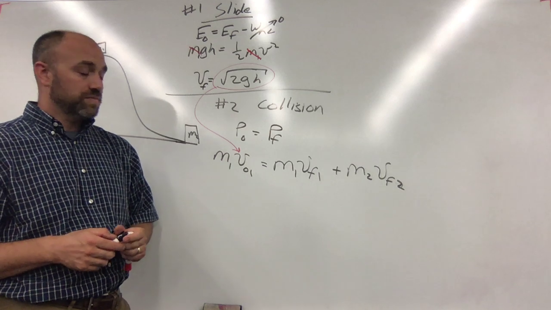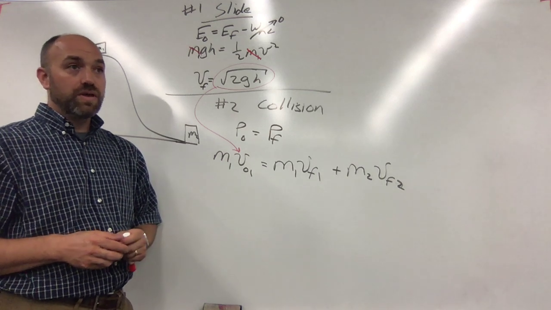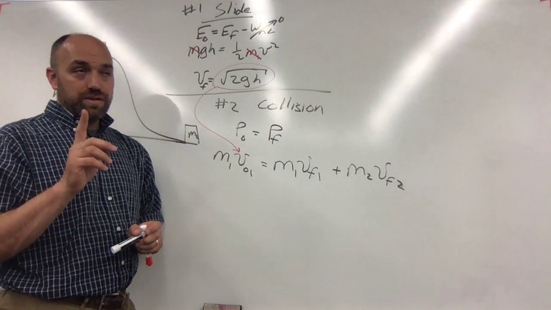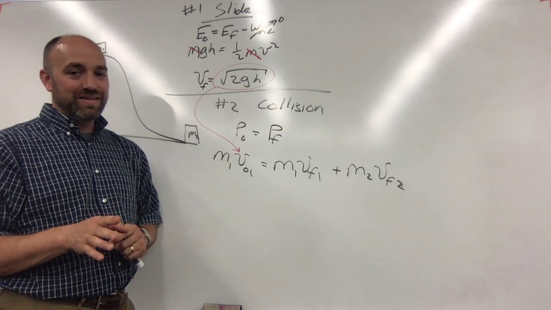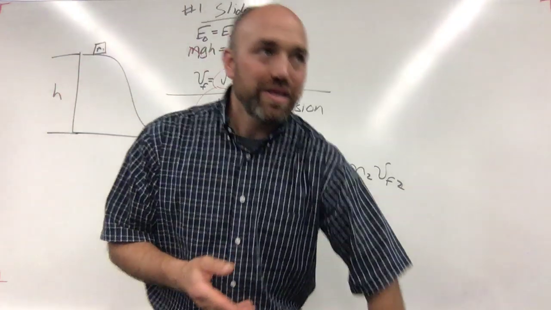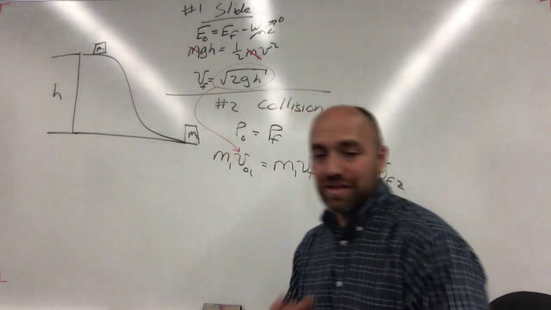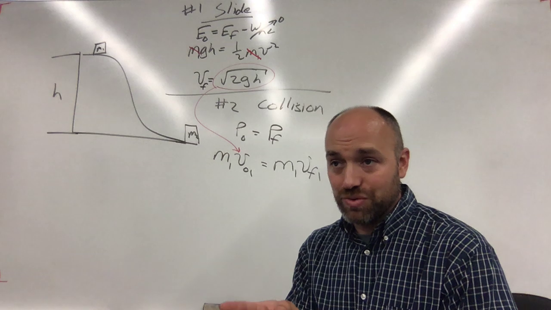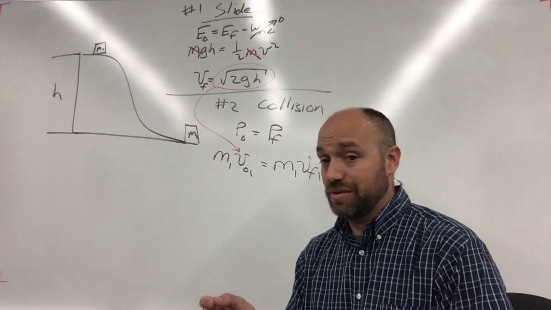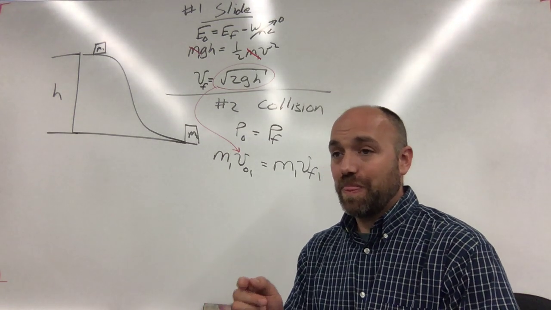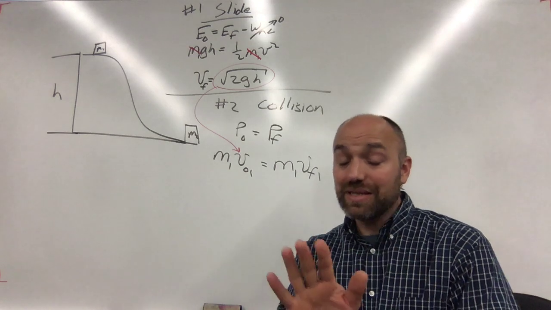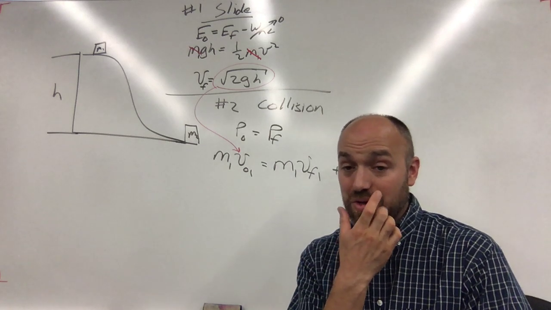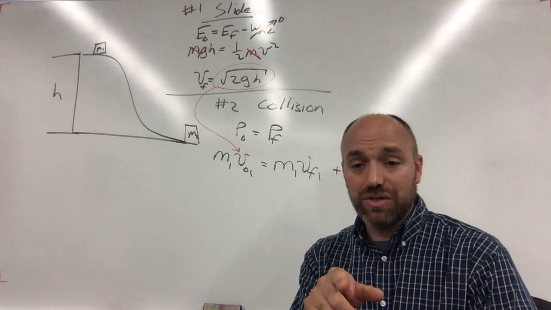It's 1/2 mv squared plus 1/2 mv squared. Okay, so legally, it's correct to use conservation of kinetic energy. However, that's the hard way. It's legal to do it that way, but it's just the hard way. Use the other one that's on the equation sheet.